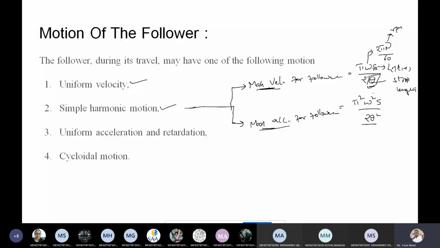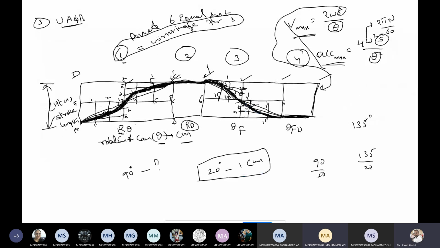Otherwise, take a screenshot. What will be the dimensions for the rising dwell and the falling dwell? That's what I'm telling continuously. The dimensions for the rising period and the falling period will be given here. See, this length you are asking, I think. The stroke length will be on the y-axis and the rotation on the x-axis. Now, what is the horizontal length?